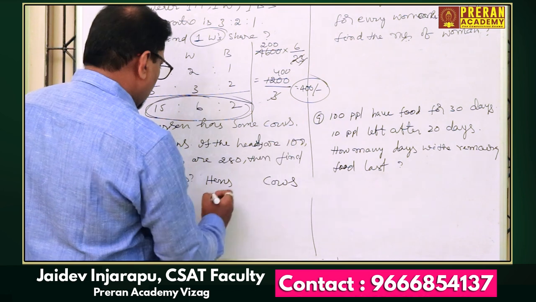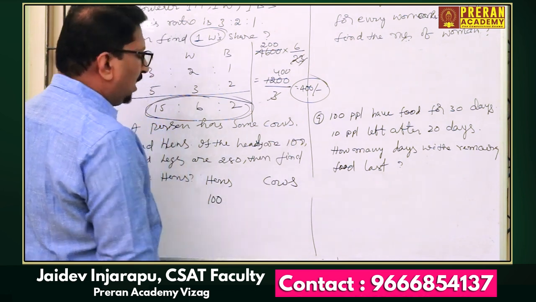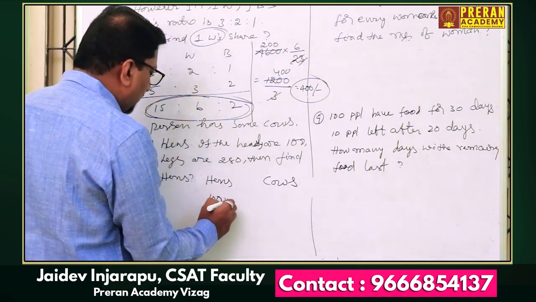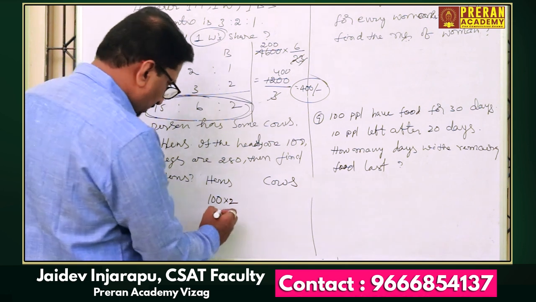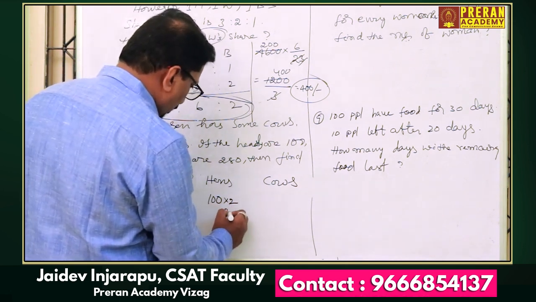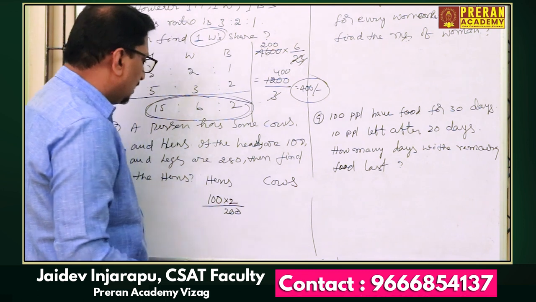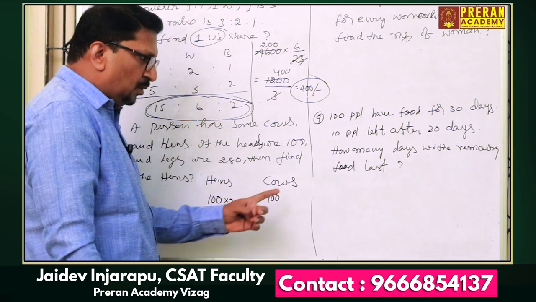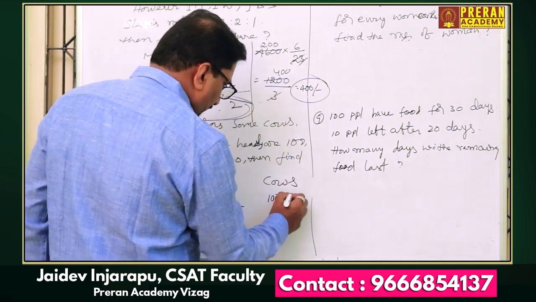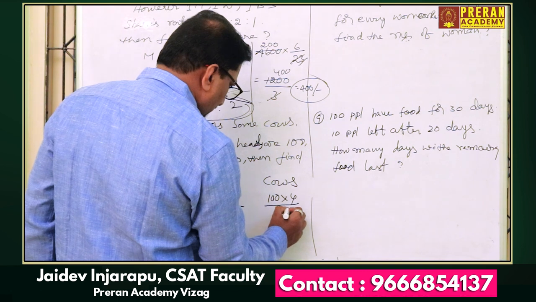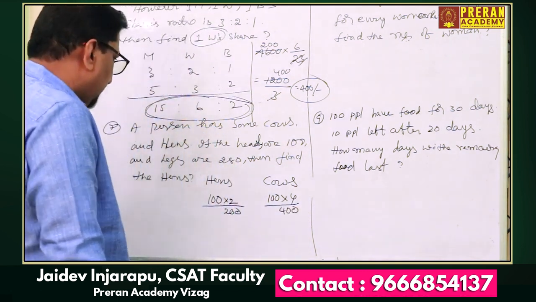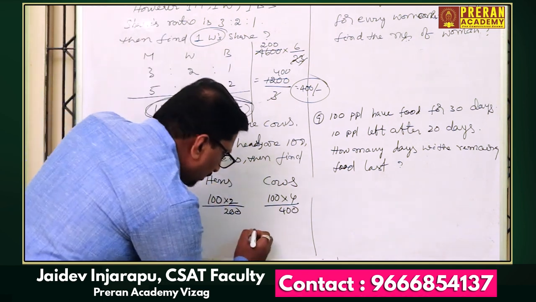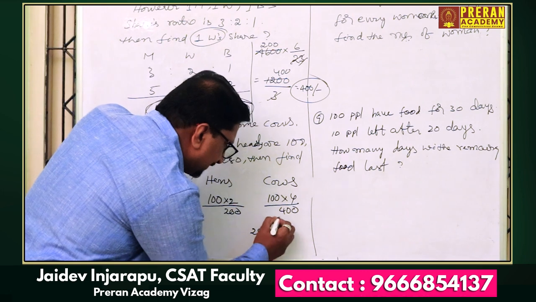So heads are 100. Definitely each hen will have 2 legs, so here you will be getting 200 legs. Here also heads are 100, but a cow will have 4 legs, right? So into 4, 400 legs. Now interesting, the total number of legs is 280 only. So here I am taking 280.